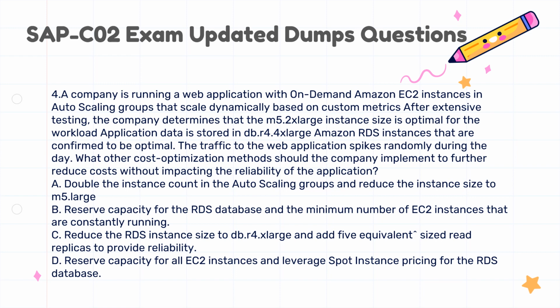A. Double the instance count in the Auto Scaling groups and reduce the instance size to M5 large. B. Reserve capacity for the RDS database and the minimum number of EC2 instances that are constantly running. C. Reduce the RDS instance size to db.R4 xlarge and add 5 equivalently sized read replicas to provide reliability. D. Reserve capacity for all EC2 instances and leverage Spot Instance pricing for the RDS database.